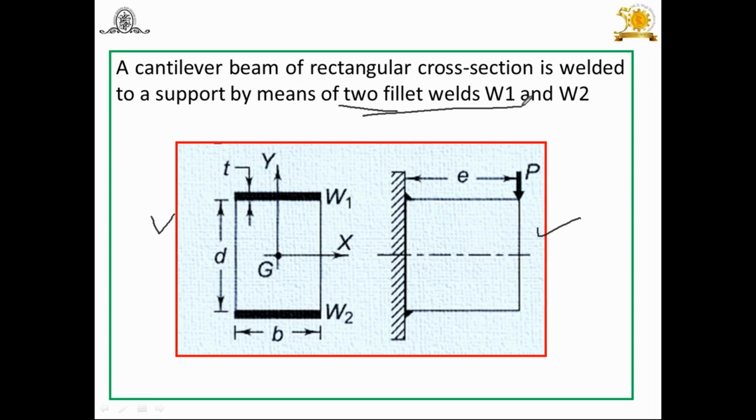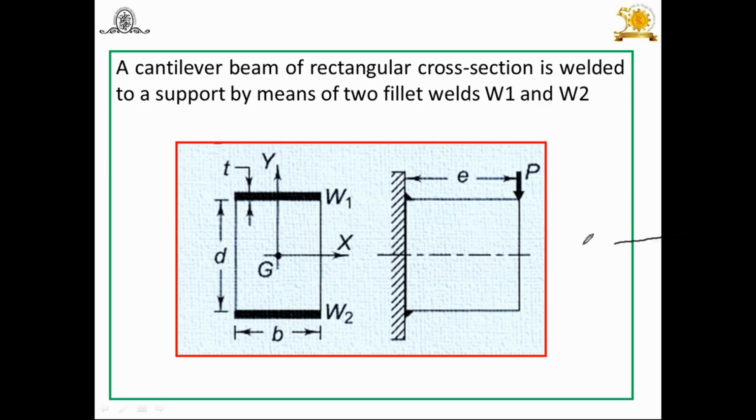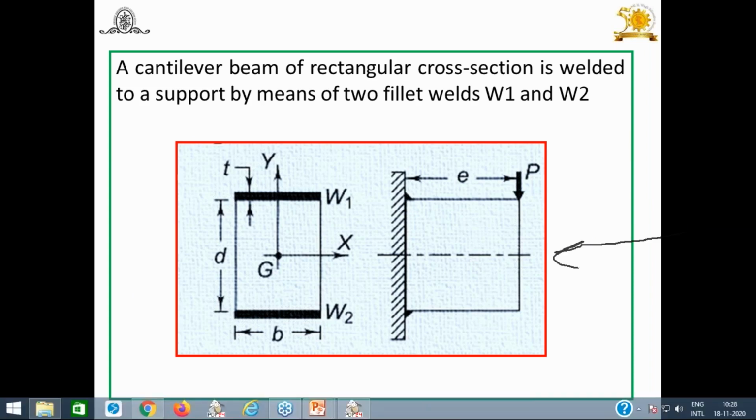In this figure, how many welds are used? Two fillet welds are used, W1 and W2. By using these fillet welds, part 1 is joined to part 2. The details of these two fillet welds are given in this view, if you observe from this side. Now again, look at this distance.